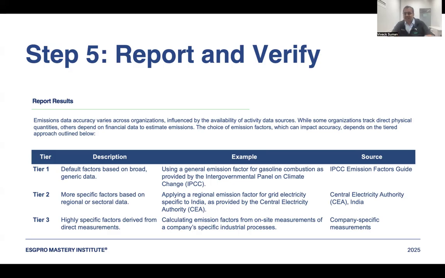And applying a regional emission factor for grid electricity, which is relevant for scope 2, specific to India as provided by CEA, gives you that accuracy. But it is limited data. You have to understand, if you are going for sectoral data, you will not get all your activity covered there. So you should always know that. Okay, so tier 2 data is the next best source after tier 1. Tier 1 is broad data. Tier 2 is a little more specific and regional, like Mumbai.